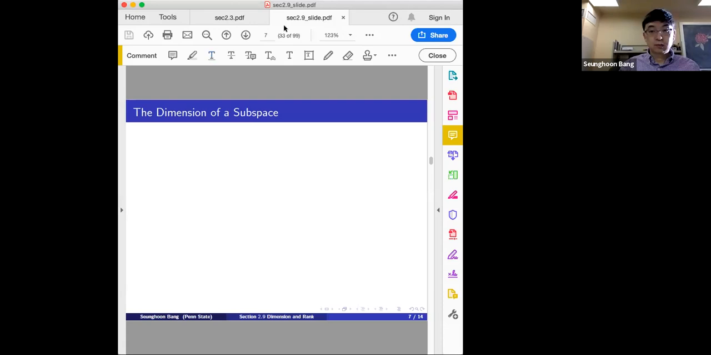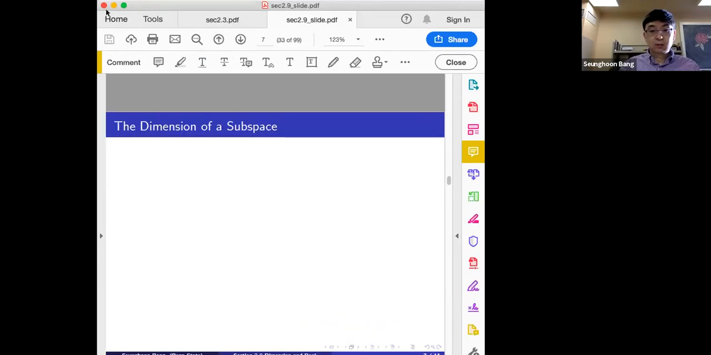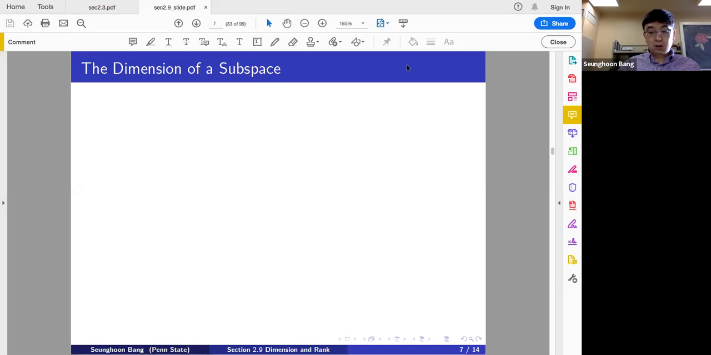Okay, today I want to cover the remaining part of section 2.9, the dimensions and rank. I didn't finish section 2.9 yesterday, so I'll just cover the remaining part today. This is the second part, the dimension of a subspace.